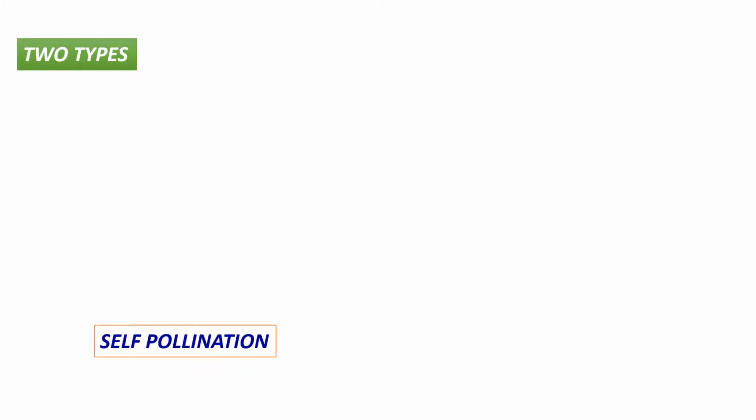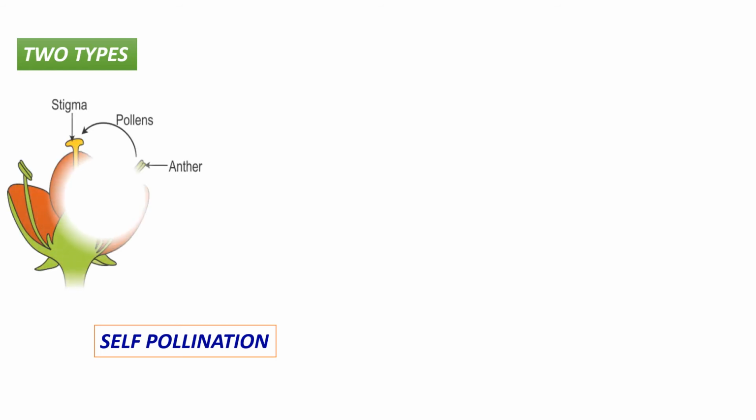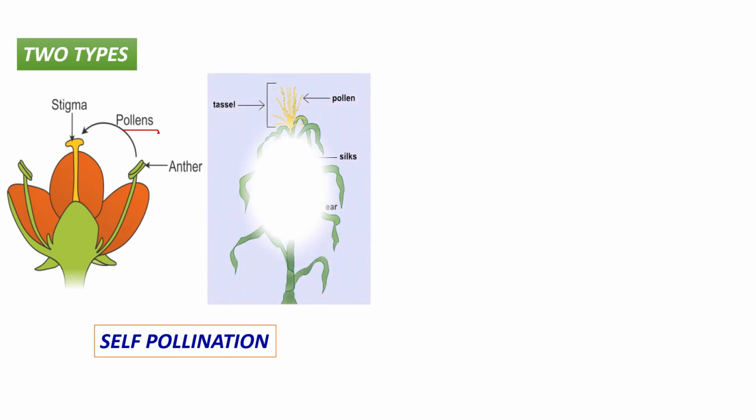In self-pollination, the pollen grains are transferred from anther to the stigma of the same flower or another flower of the same plant. If you see the image, the pollens are transferred from anther to the stigma of the same flower. In this image, the pollens will be transferred from anther of one flower to stigma of another flower, but these two flowers belong to the same plant.